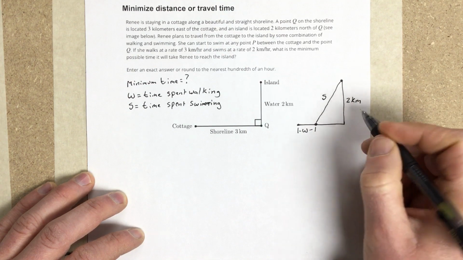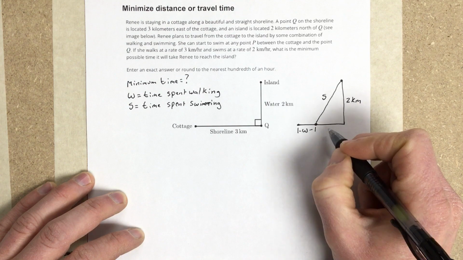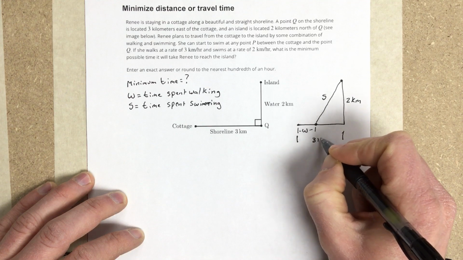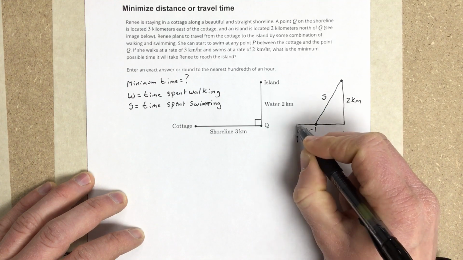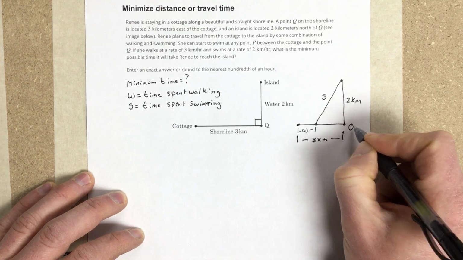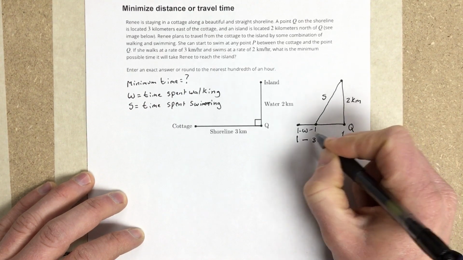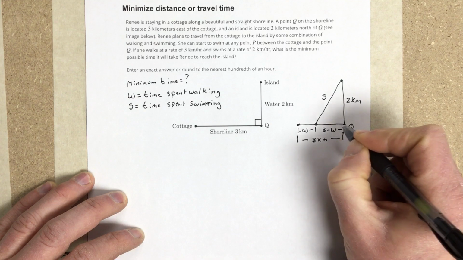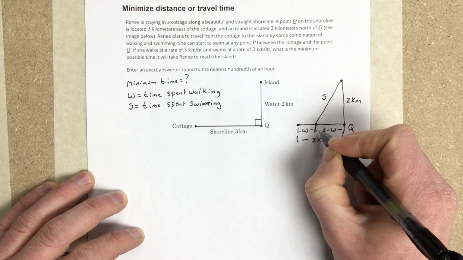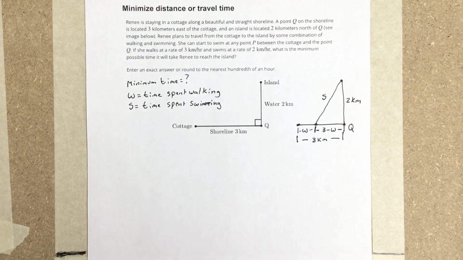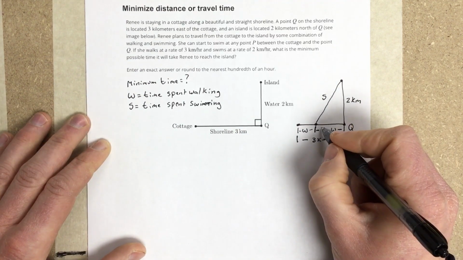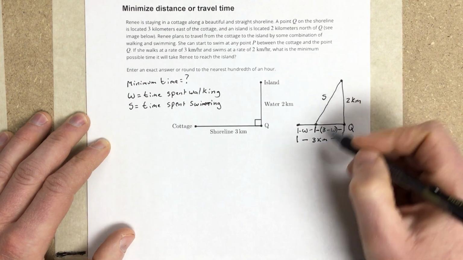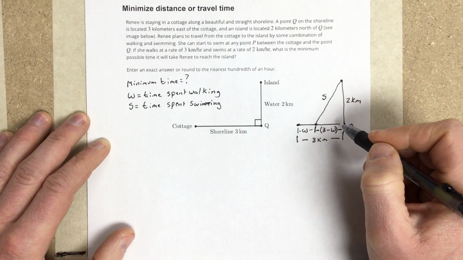We know this distance right here is 2 kilometers. And then we know that this distance here would be the 3 kilometers. Okay? So this is 3 kilometers from this point all the way to point Q. This distance then would be 3 minus W. So we have 3 minus W here for the distance from this point where she stops walking and starts swimming to this point Q.